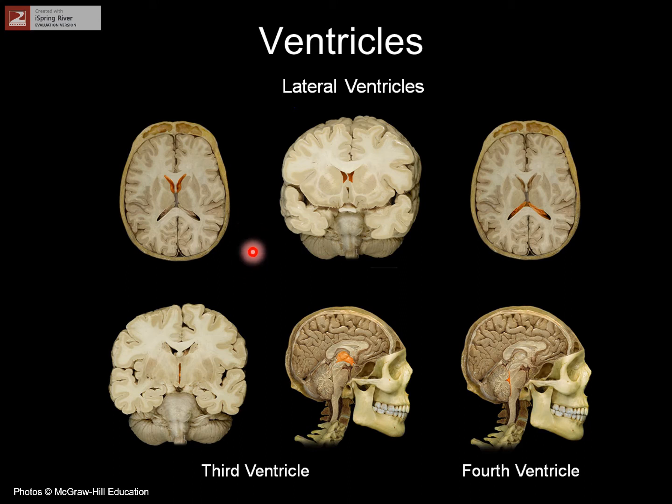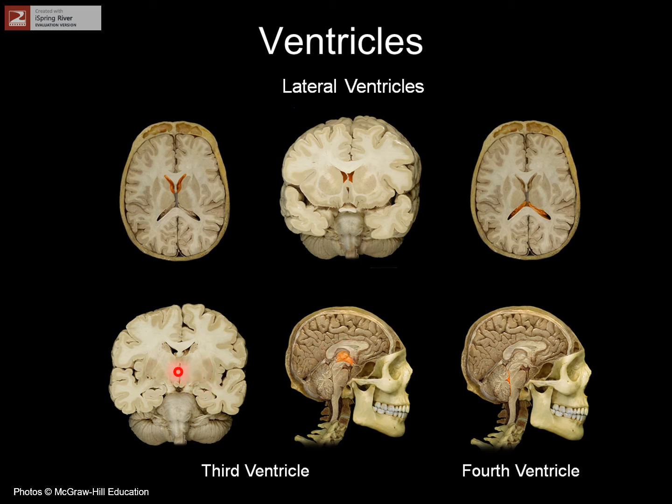Alright, so these are the figures from A&P Reveal from your book, and these are the lateral ventricles. This is the superior view of the horizontal section of the brain. So these two chambers are the lateral ventricles. The lateral ventricles are the biggest ventricles.